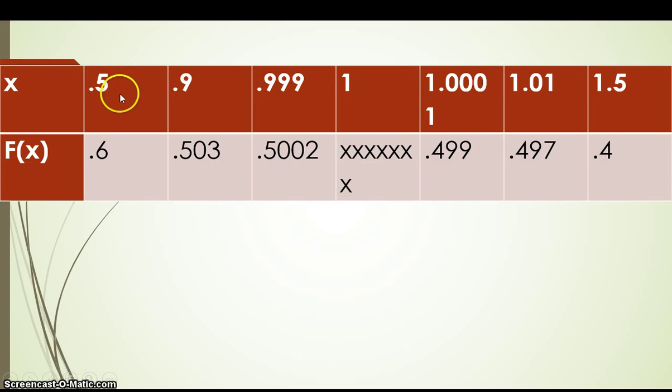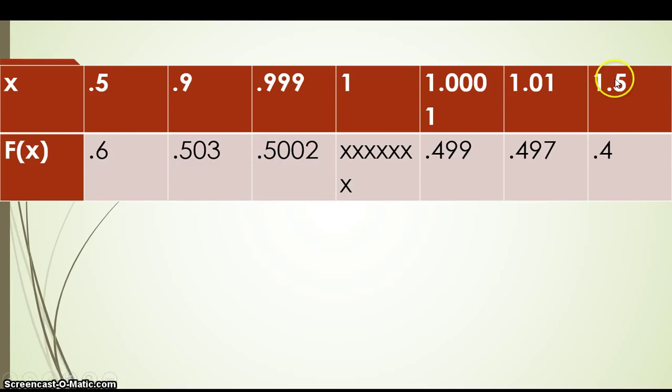When I plug 0.5 in, we get 0.6. When I plug in 0.9, I get 0.503. When I plug in 0.999, I get 0.5. My first guess would be it looks like it's approaching 1/2. Looks like it's getting pretty darn close to 1/2.